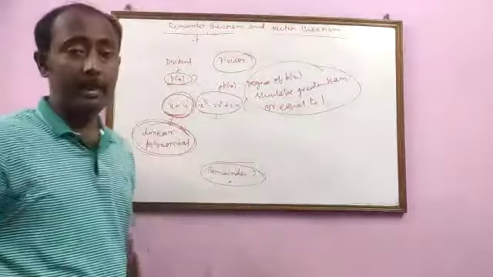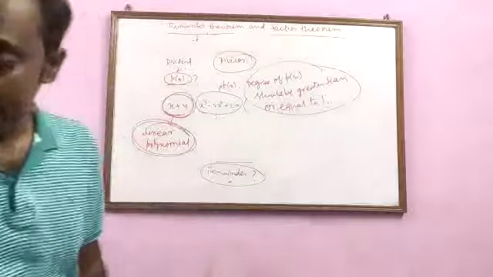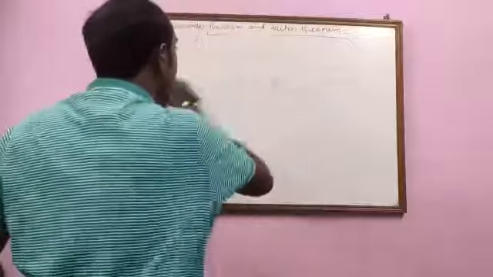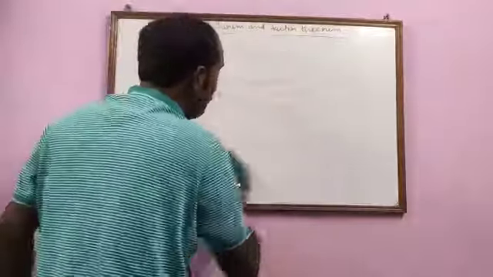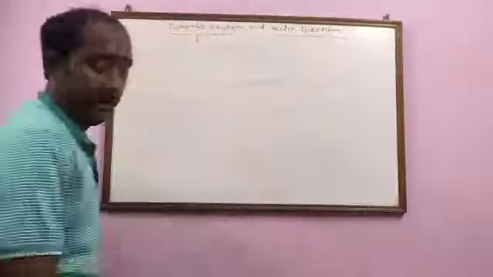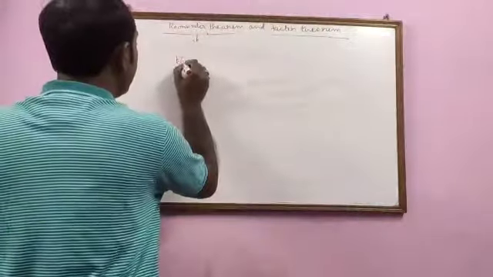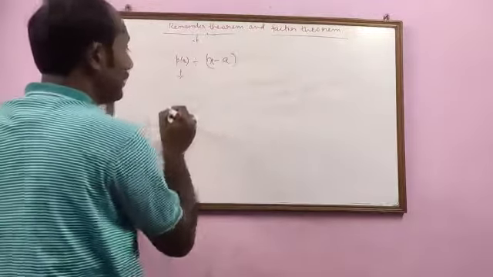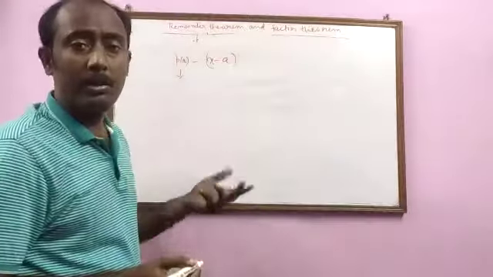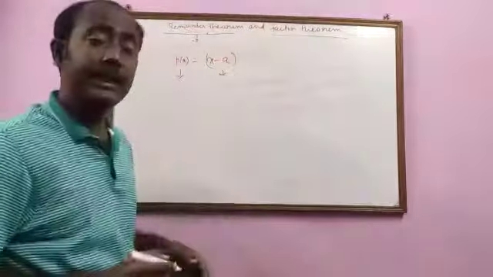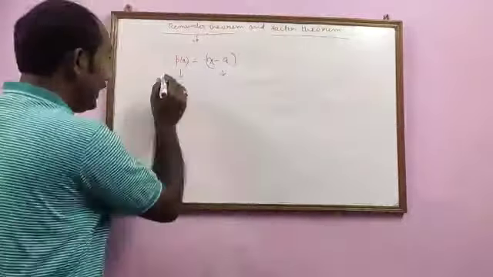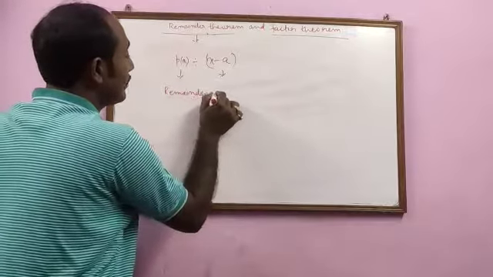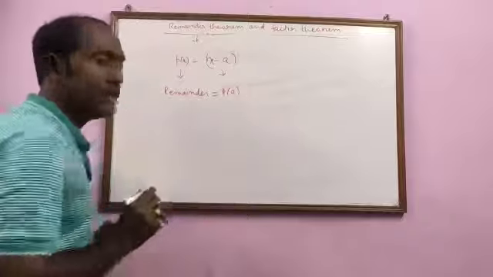Now I will come to the theorem part. The statement is there in your copy. It says that if we divide a polynomial P(x), where this is obviously a polynomial of degree 1 or greater than 1, by x minus a, which is obviously a linear polynomial, then the theorem says that the remainder is equal to P(a). This is what the theorem is.